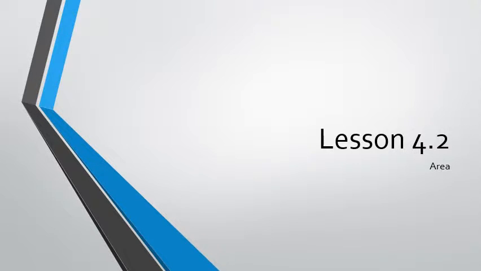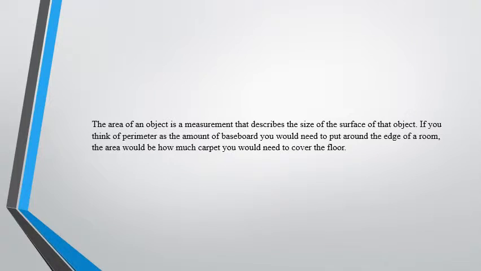Lesson 4.2 Area. The area of an object is the measurement that describes the size of the surface of that object. If you think of perimeter as the amount of baseboard you would need to put around the edge of a room, the area would be how much carpet you would need to cover the floor.